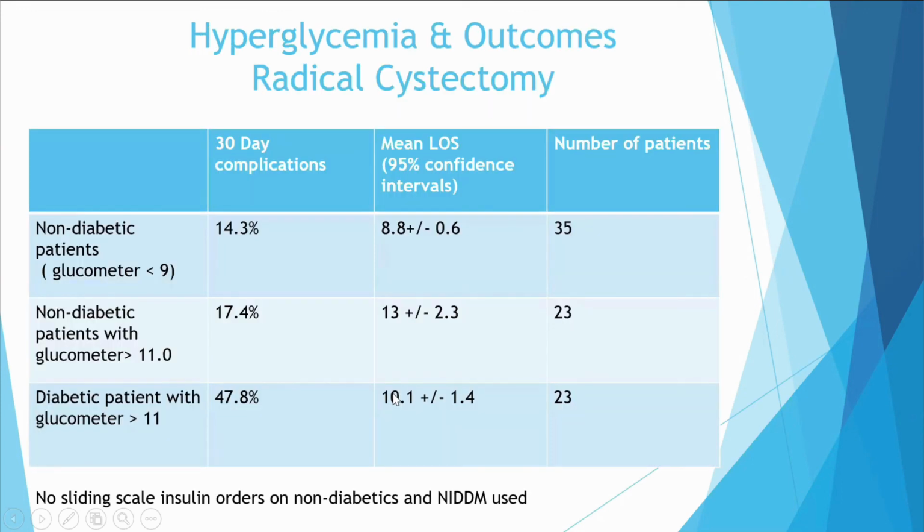A little bit from the stats of the radical cystectomies, you can see that the non-diabetic patients who had significant hyperglycemia actually had increased incidence of complications, and the incidence of complications in the diabetic patients was incredibly high. Again, small numbers here, and we actually realized that we weren't putting in standard sliding scale for the non-diabetics at that point in time, so we corrected that problem, so hopefully our numbers are down now.